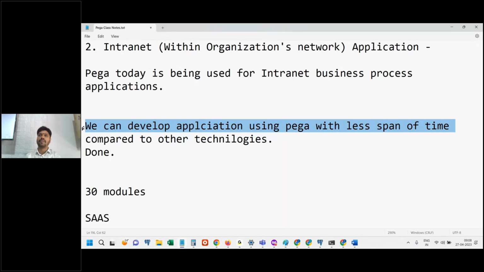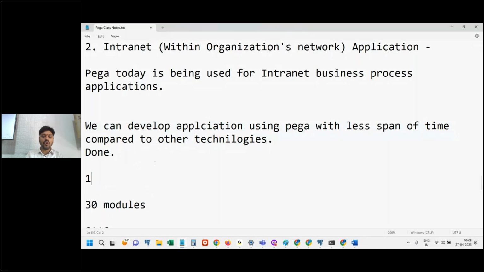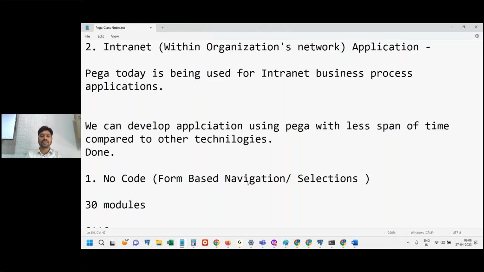How come? PEGA is no code. You don't need to write any code while using PEGA. I'll write down here. PEGA is what? No code. It means you don't need to write coding. Then how do you do it? Form based programming. Programming not in the sense of you writing code. Form based programming means everything is UI based navigations. I'll write it down like that: UI based navigations, selections, drag and drop.